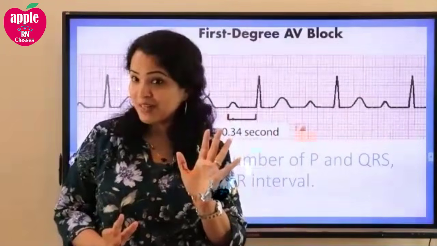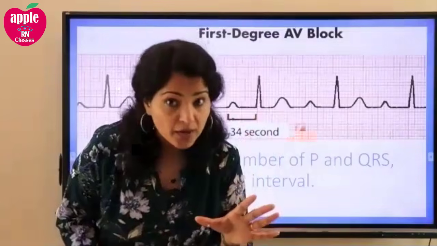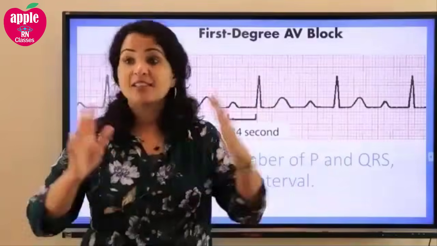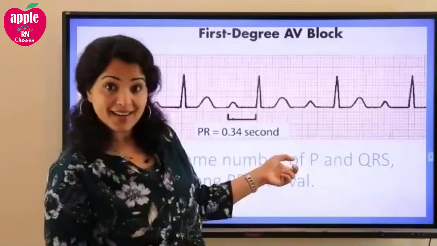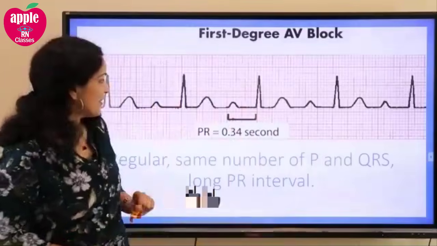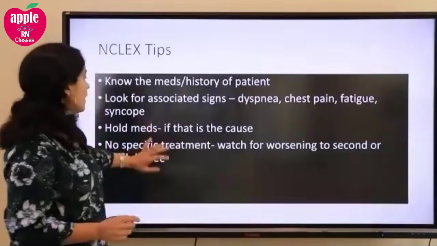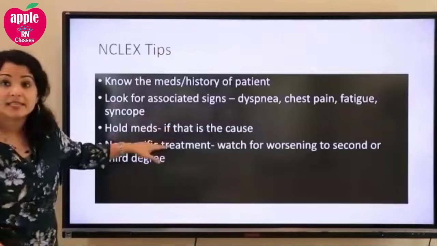All right. So remember that it might look like normal. It might look like there is a P and QRS all the time. It might look like there is no problem, but look at the PR interval, right? That's the best thing we can do.